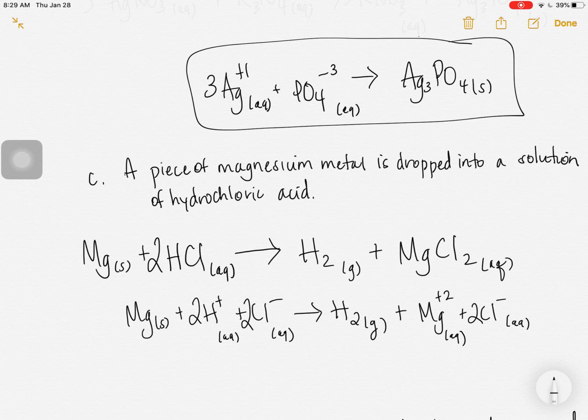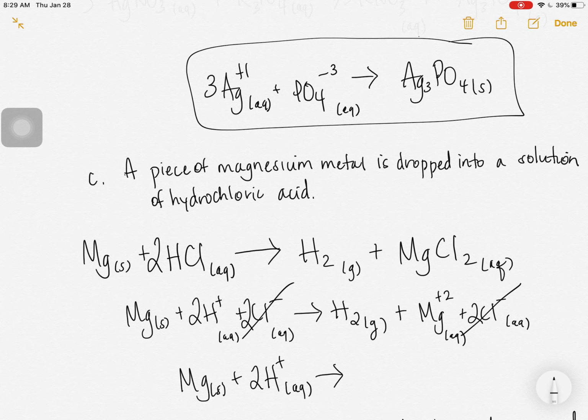And now I look for my spectators and be very careful because there is only one spectator and it's the 2 chlorine minuses. A lot of times I'll have students tell me, well, magnesium's a spectator. No, it's not. Magnesium went from a solid with no charge to aqueous with a +2 charge. It changed. Okay, it's not a spectator. So this net ionic looks different than any net ionic we've done before. So single replacement reactions and their net ionics are a little bit tricky.